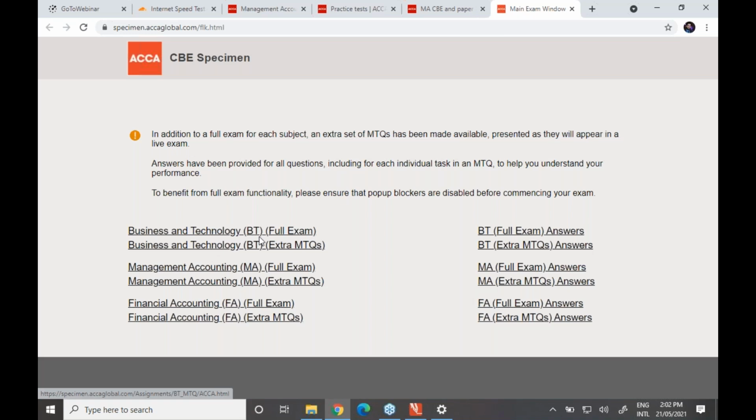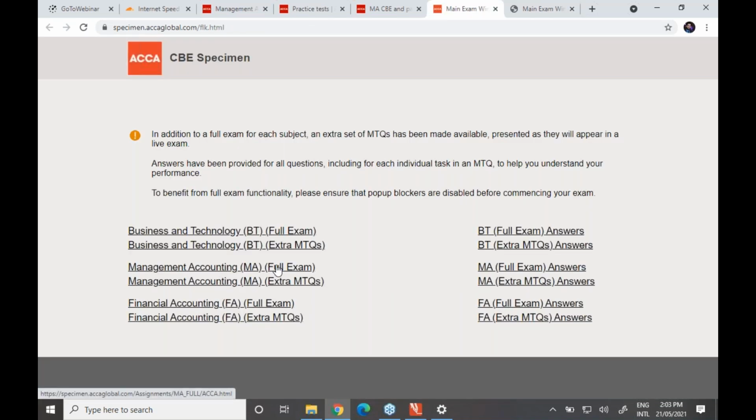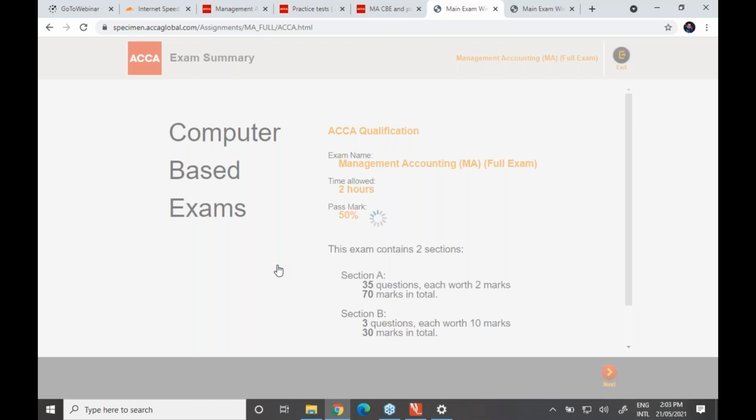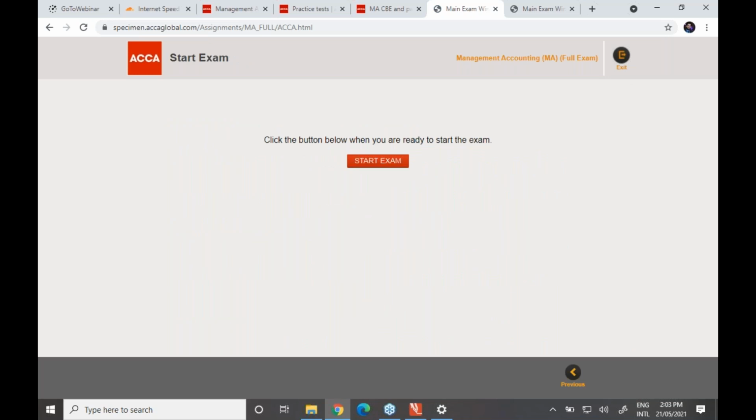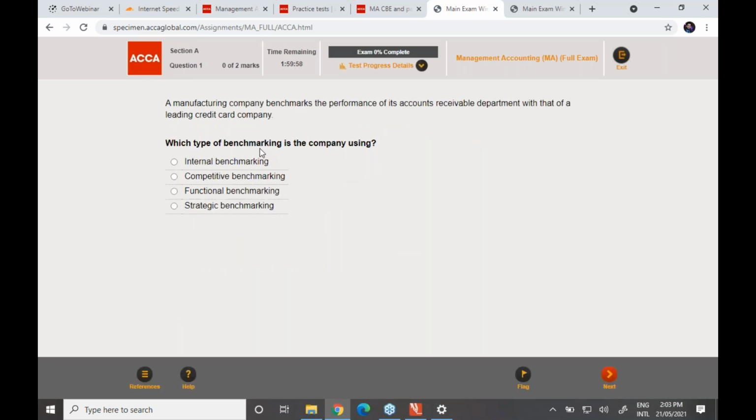And see, BT, paper MA, full exam plus management accounting extra MCQs. When you click on that, the next window will open, and here you can go for the full exam. When you click, it will ask you to move to the next, and then start your exam. This is the benchmarking. Yes, our first question: accounts receivable is a functional benchmarking. The answer is right. If you click competitive benchmarking, it will give you the wrong answer.